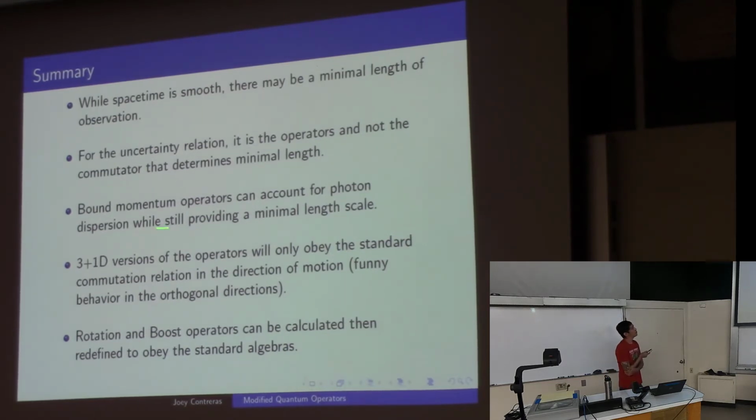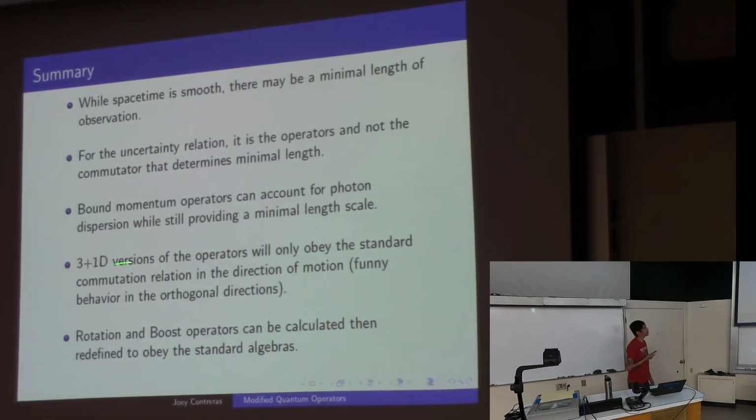Bound momentum operators can account for photon dispersion while still providing a minimal length scale. Because this is new territory and there are so many different approaches to this, sometimes things are going to clash with one another. But when you can have a model like this that doesn't butt heads with any other predictions or fall short in some kind of way, I think it only helps and gets things forward.